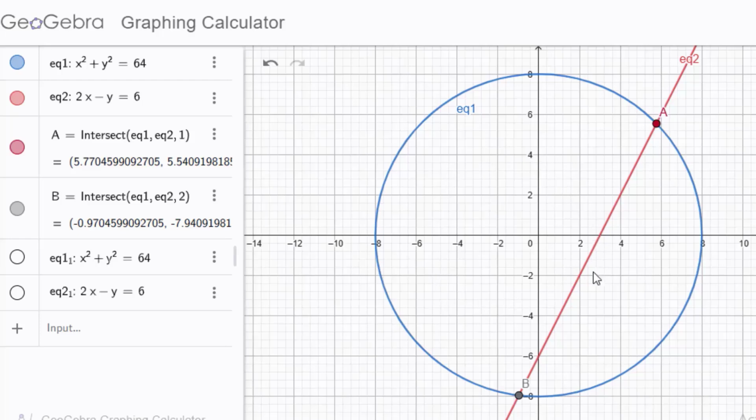So this was the graph. We have intersection at 2 points A and B. If you add these two, we'll have the same answer.